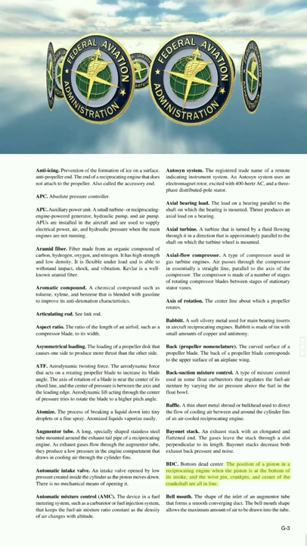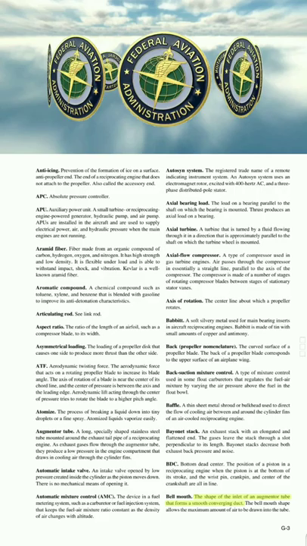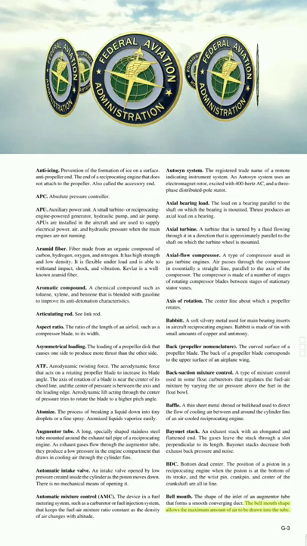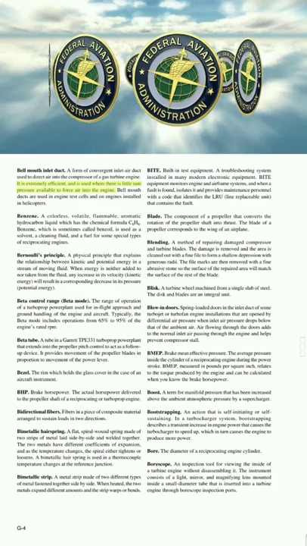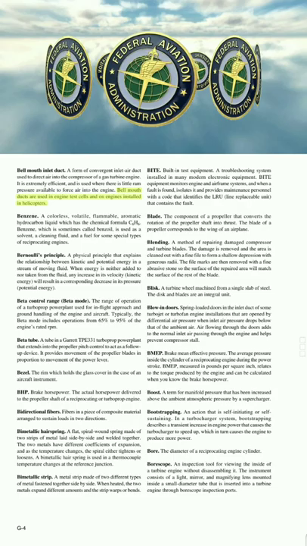Bell mouth. The shape of the inlet of an augmenter tube that forms a smooth converging duct. The bell mouth shape allows the maximum amount of air to be drawn into the tube. Bell mouth inlet duct. A form of convergent inlet air duct used to direct air into the compressor of a gas turbine engine. It is extremely efficient, and is used where there is little ram pressure available to force air into the engine. Bell mouth ducts are used in engine test cells, and on engines installed in helicopters.